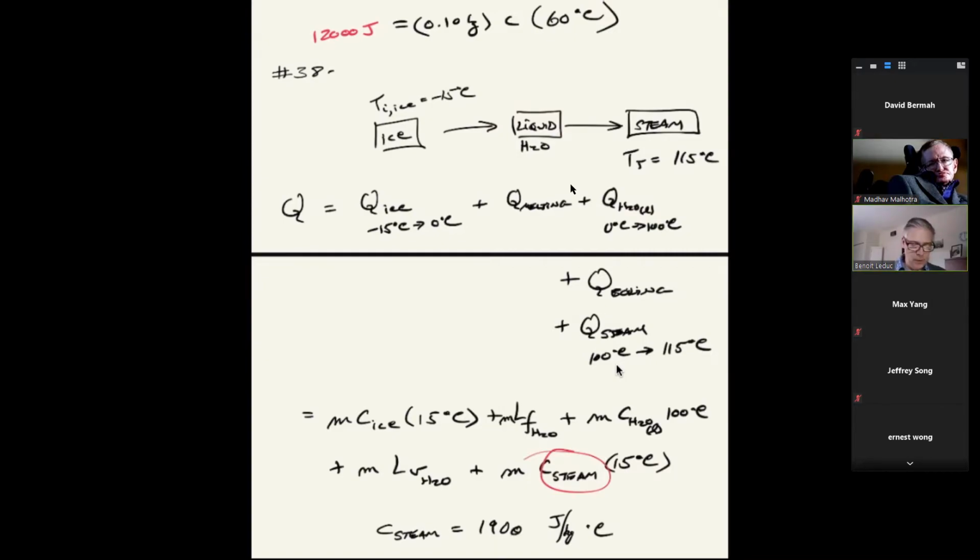Are you good, Max? And the mass, of course, is whatever mass is given. Sometimes you have to do a bit of research. Sometimes they don't give all the information.